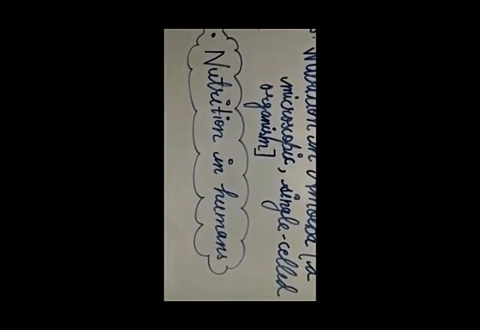Children, I think everybody has understood about the nutrition in amoeba and how nutrition takes place in amoeba by the 5 steps: ingestion, digestion, absorption, assimilation and egestion. This was all about nutrition in amoeba. Now, children, in the next video, we will discuss nutrition in humans.